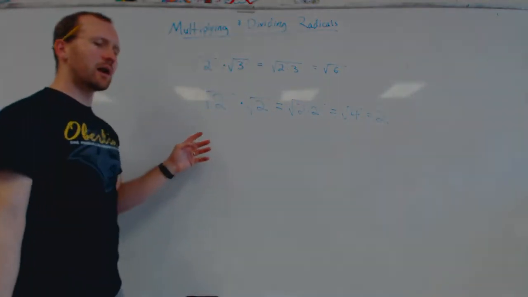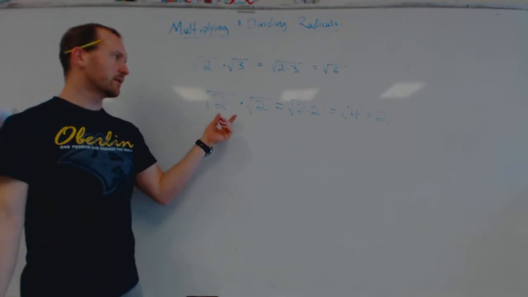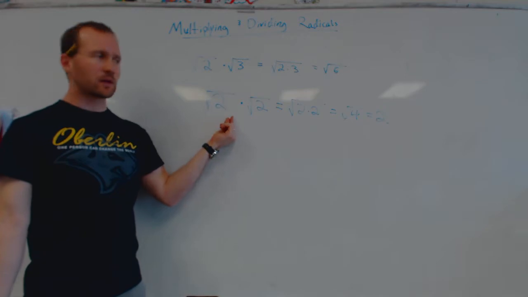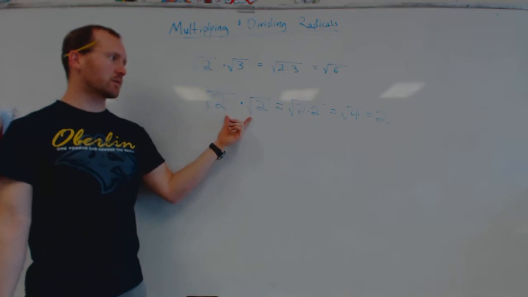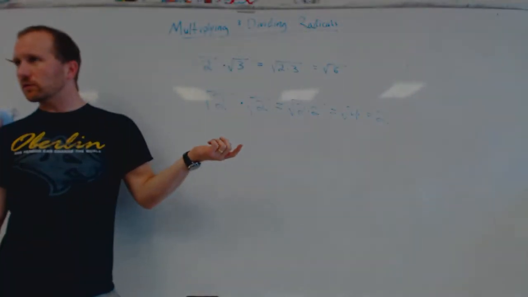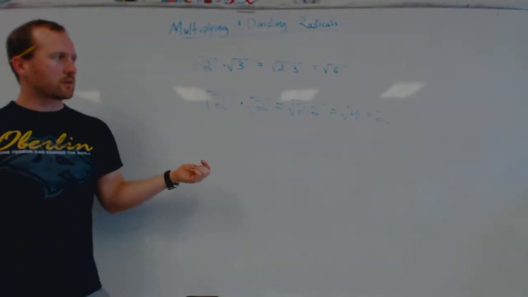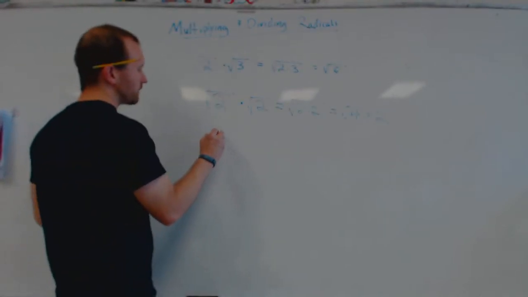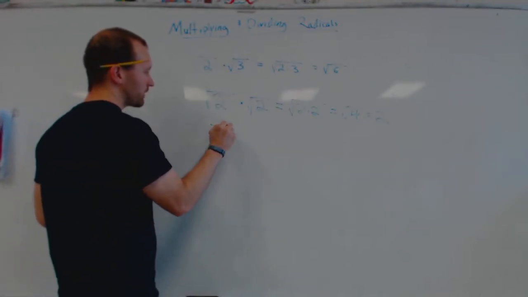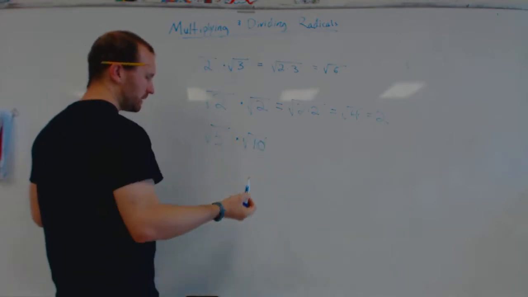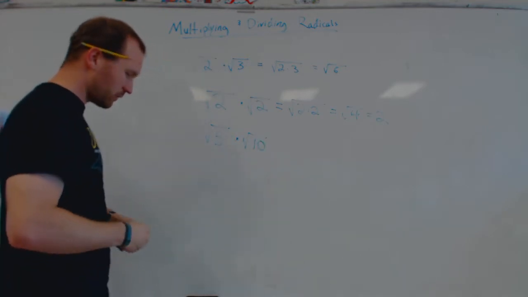But that's a really long way of basically saying, the definition of a square root is the square root times the square root equals the number. The square root of 2 times the square root of 2 equals 2. But sometimes it's not quite that obvious. What if I had something like the square root of 5 times the square root of 10? Neither of those can be simplified on their own.